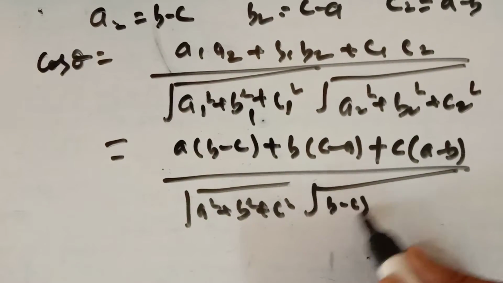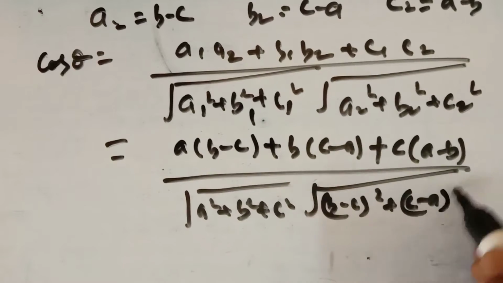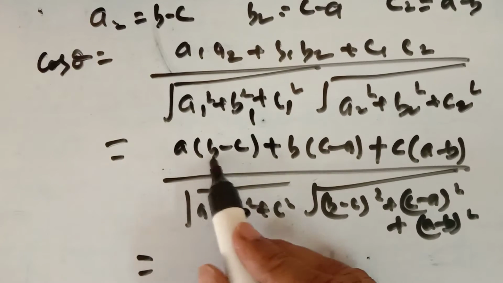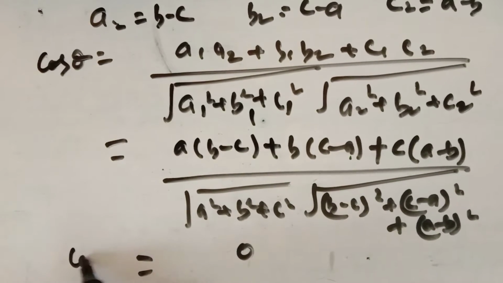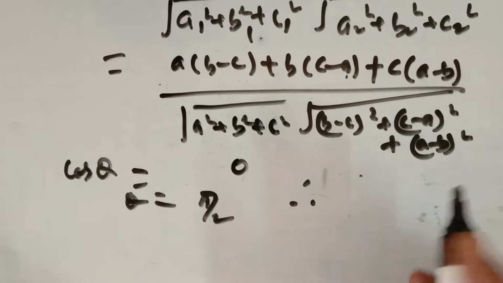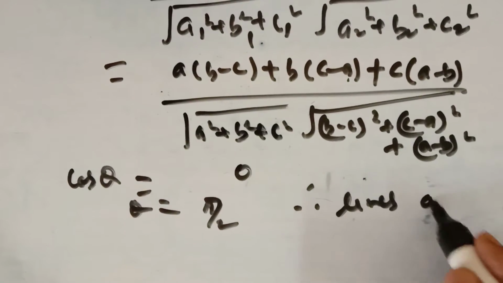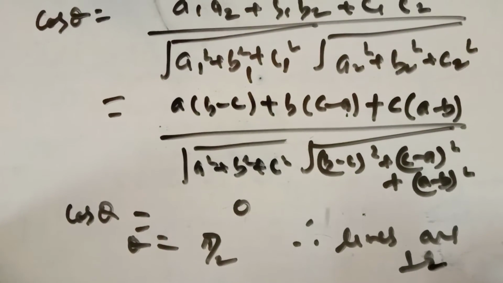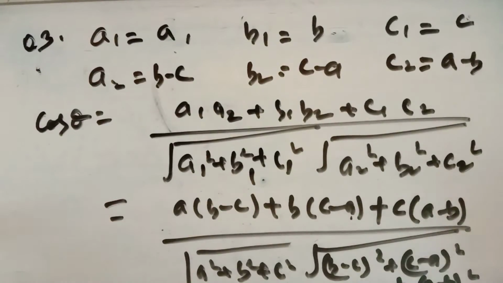The denominator will be B minus C whole square, C minus A whole square plus A minus B whole square. But when you open the brackets, AB into minus AB, you will get 0 in the numerator. So it means theta is equal to 90 degrees, that is, the lines are perpendicular to each other, because A1 into A2 plus B1 into B2 plus C1 into C2 is coming out to be 0. The direction ratios of the two lines are given, so the two lines are perpendicular to each other. The angle between them is 90 degrees.